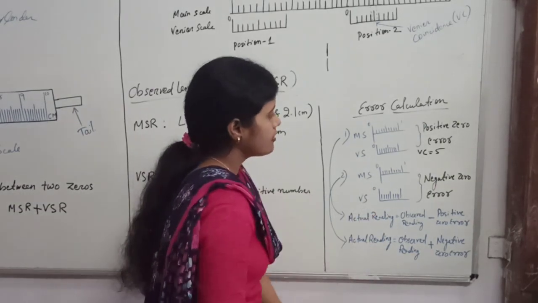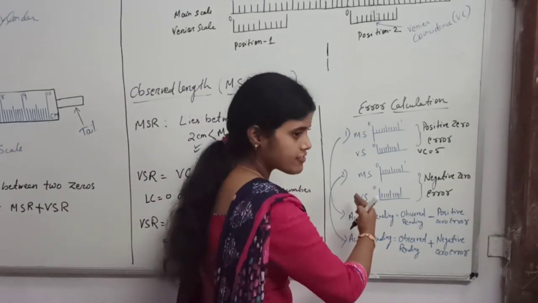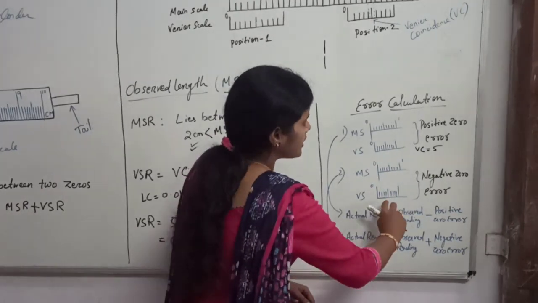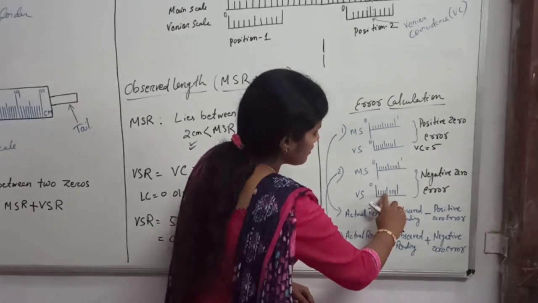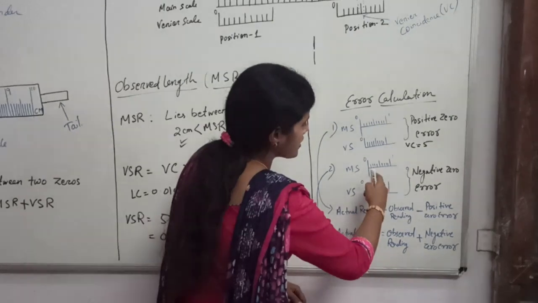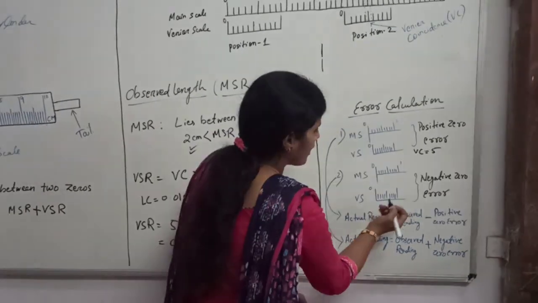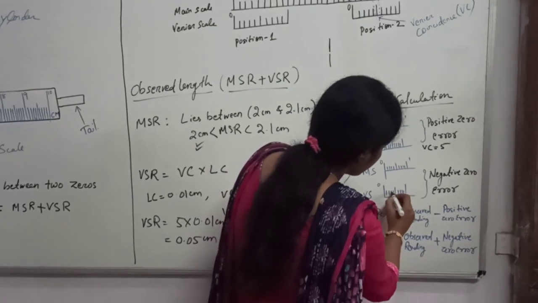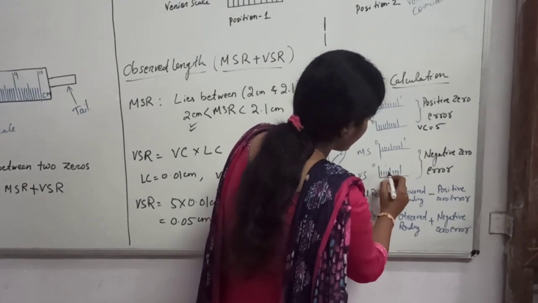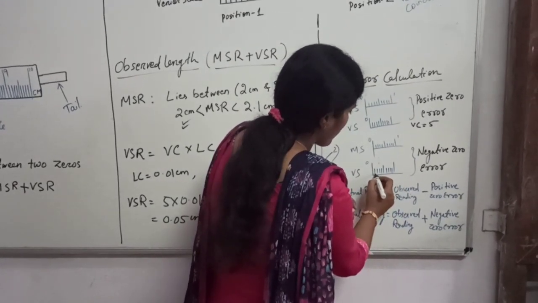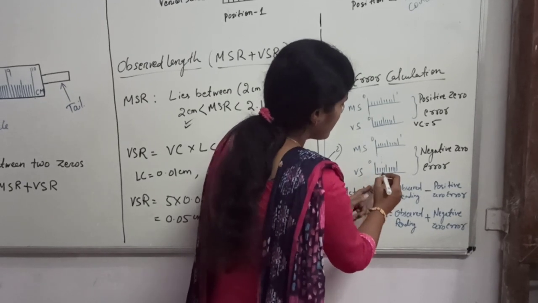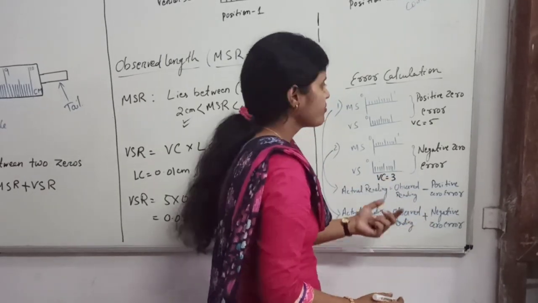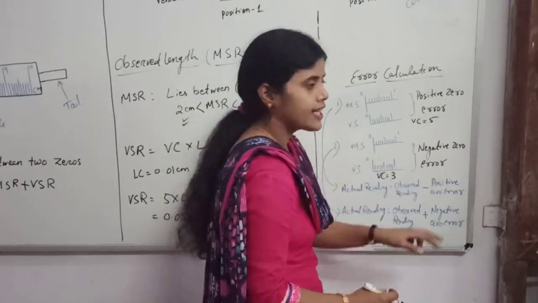In case of negative zero error, the zero line of the vernier scale is shifted to the left side of the zero of the main scale. Here also you see which line of the vernier scale is coinciding with the main scale, and accordingly you calculate. Suppose the third line is coinciding, so you count 1, 2, 3. Ignore the zero line. So here VC is 3. Then you multiply this 3 with the least count and you find the value of the negative zero error.